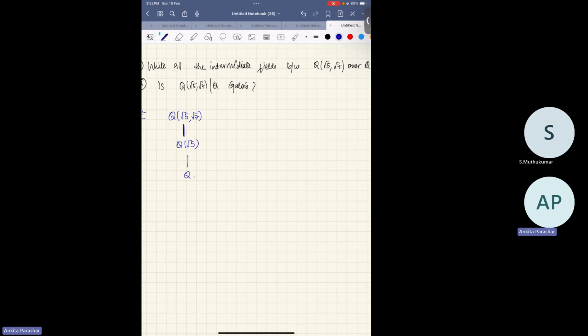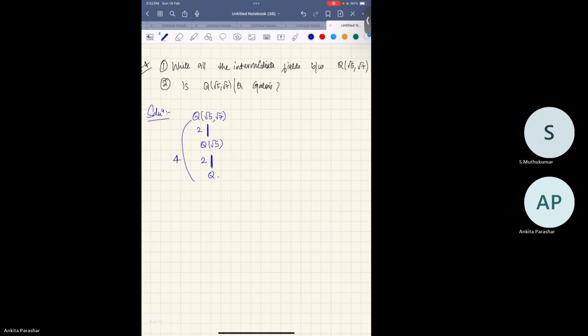What are the degrees of these fields? 2 and 2. And therefore total is degree 4. Is it Galois? This is Galois, right? This is Galois because the extension degree is the same as the group of automorphisms, where you have the choices for this and this, which are 4. So total 4 automorphisms.